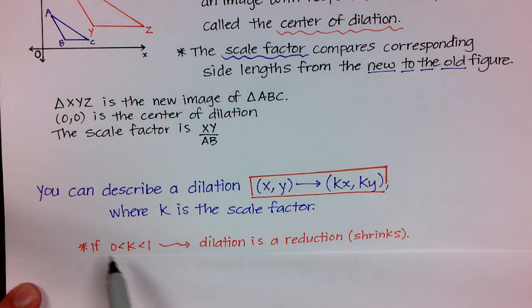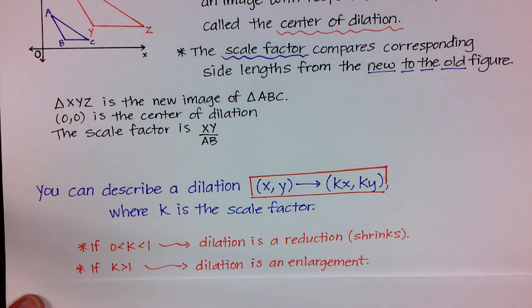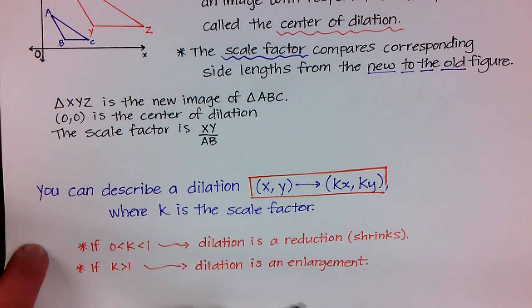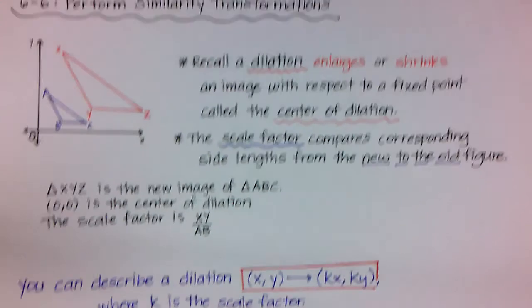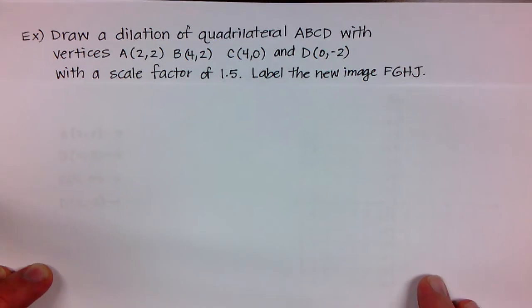You can write this down: if 0 is less than k, which is less than 1, which means the scale factor is between 0 and 1, then we know that the dilation is going to be a reduction. It's going to shrink. Whereas if the scale factor is bigger than 1, then we know that the dilation will result in an enlargement. Okay? So I have two examples for us that we're going to work on today.